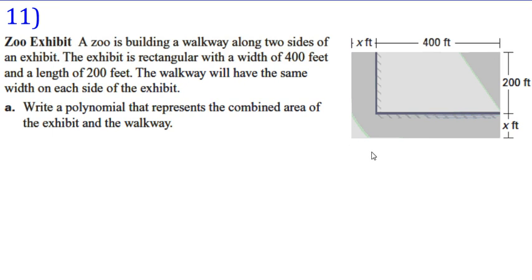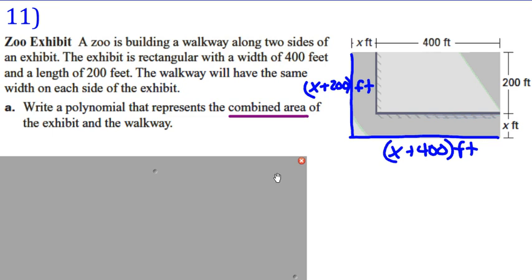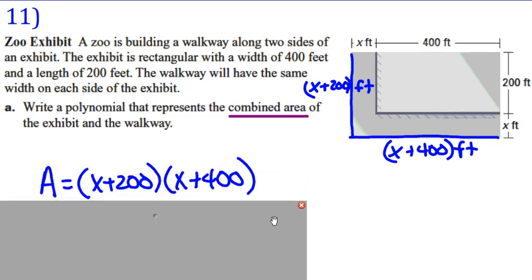Well, if we think about the entire base, the length, that extends from this corner to this corner. So that would be x and 400, x plus 400 mathematically. The height, again, extends from here to here. So again, what is that represented by? X and 200. So mathematically, x plus 200. Well, that's the factored form for our polynomial. We want the polynomial form. So what we have to do is actually multiply those items together.